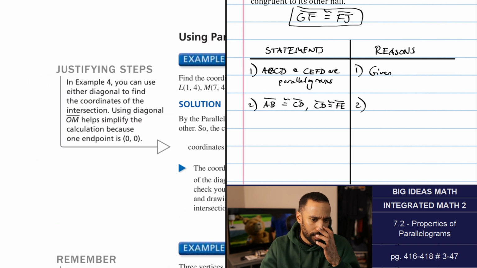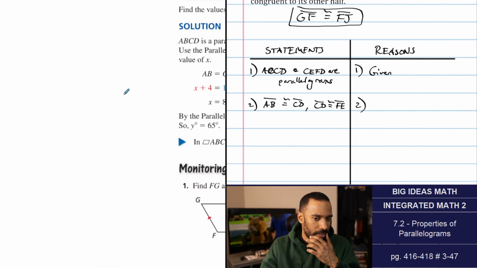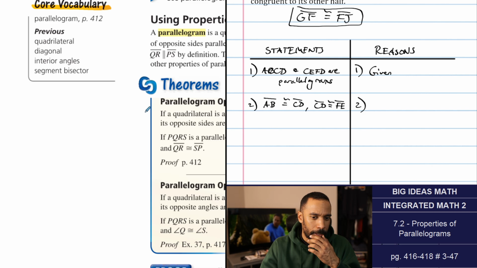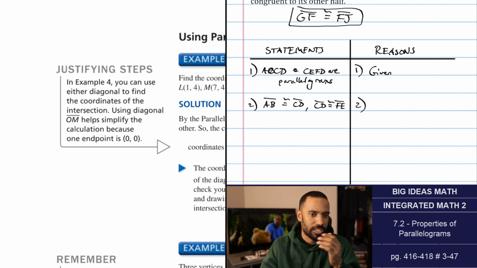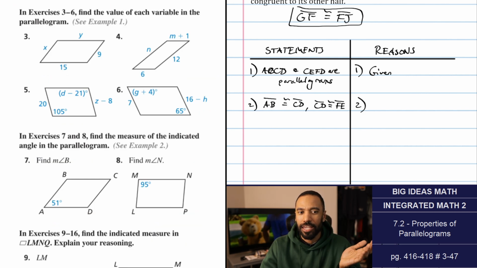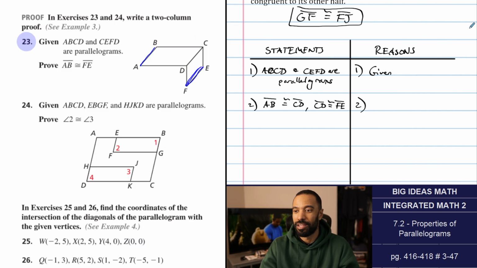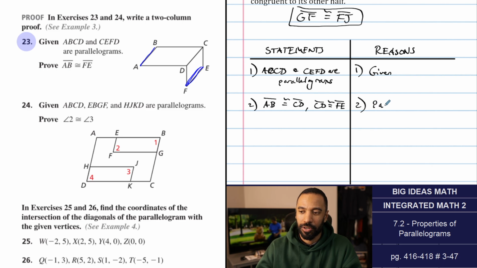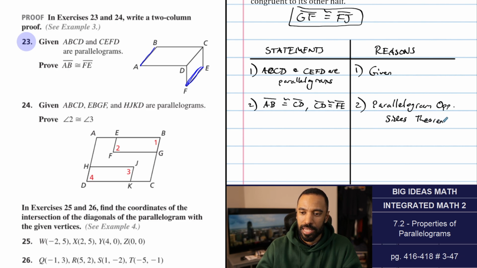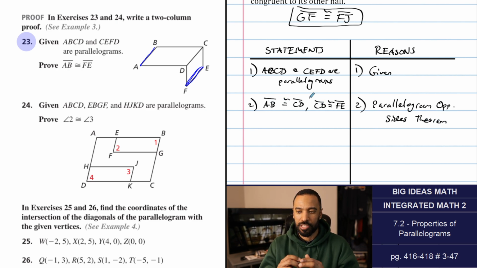Hold on, let me go back, and this is probably going to look weird because I'm on a different thing. Parallelogram opposite sides theorem. I guess that's the name I'll say. I could say opposite sides of a parallelogram are congruent, something like that, because that's what it says. Okay, technically a 3-step proof because I wrote both of these at the same time. So that's step 2 with those things being congruent.